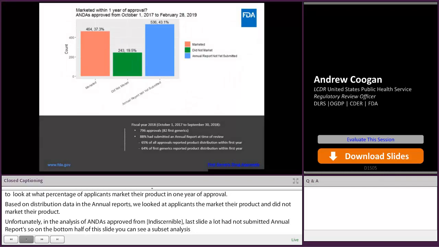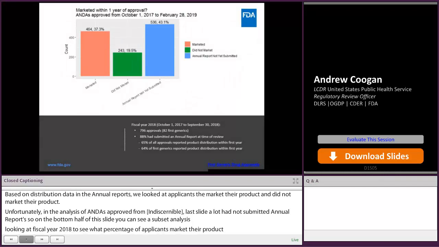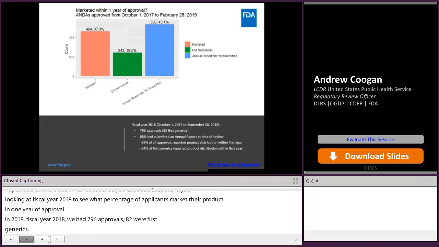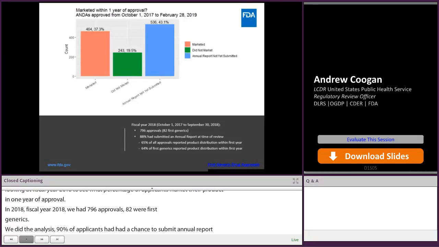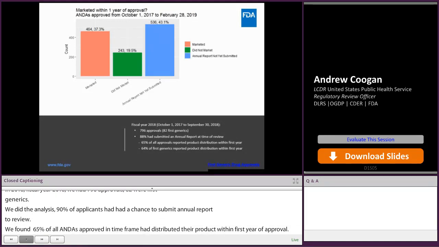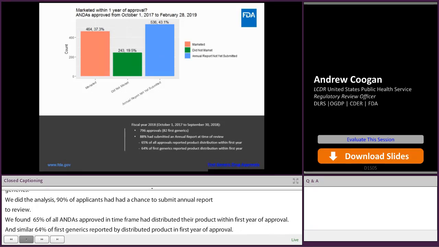And when we did the analysis, 90% of applicants had had a chance to submit an annual report for us to review. And we found that 65% of all ANDAs approved in that time frame had distributed their product within the first year of approval. And it was similar, about 64% of first generics reported they distributed their product in the first year of approval. So overall, we found that a little under 2/3 of ANDAs approved in fiscal year 2018 distributed their product within 1 year of approval.